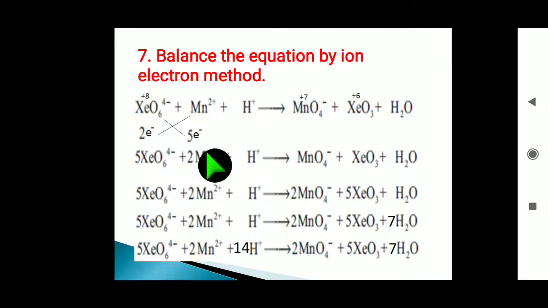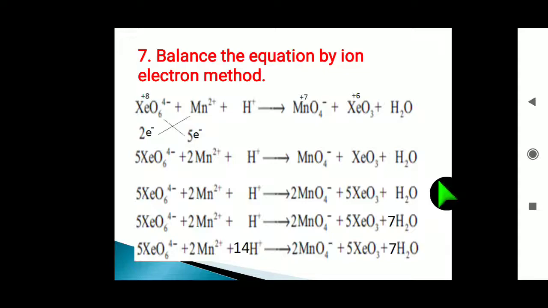The second step, we have to do cross multiplication. So 5 should come here, 2 should go here. Okay, second step completed. The third step, xenon left side how many? 5. So right side make it 5. Manganese left side 2, right side 2. Okay, here in the third step, manganese and xenon are balanced.